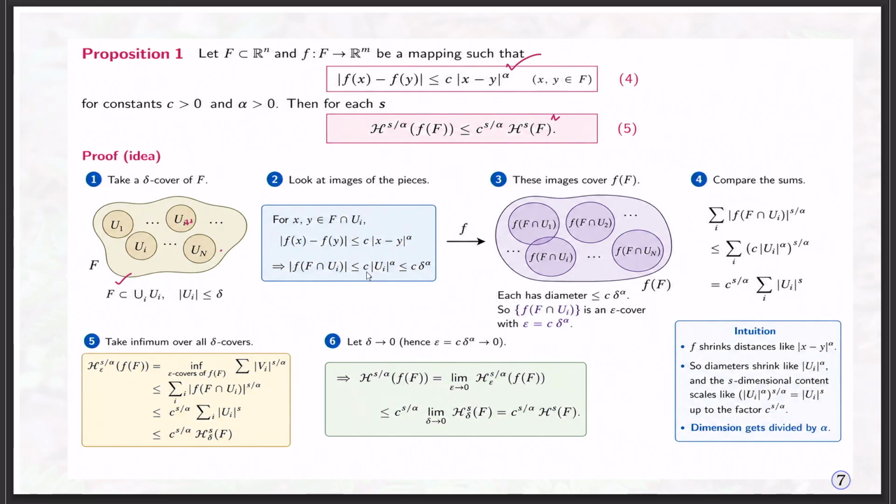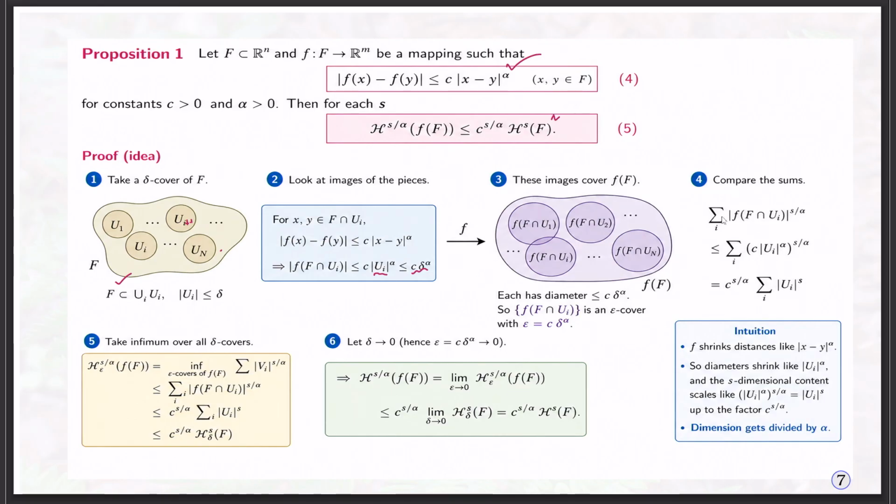So one can get c times |U_i|^alpha, which is less than or equal to c times delta^alpha, because each one is a delta cover. Now the images under the mapping f, f(F ∩ U_1), f(F ∩ U_2), and so on, all cover f(F). Each has diameter at most c times delta^alpha. So you can take the epsilon cover for f(F) such that epsilon is c times delta^alpha.